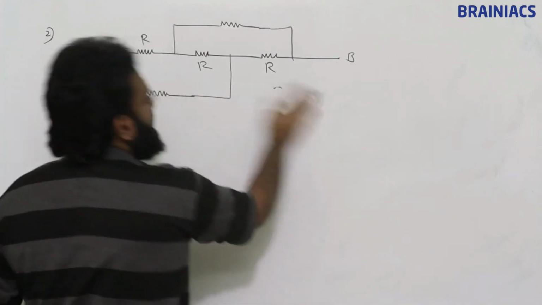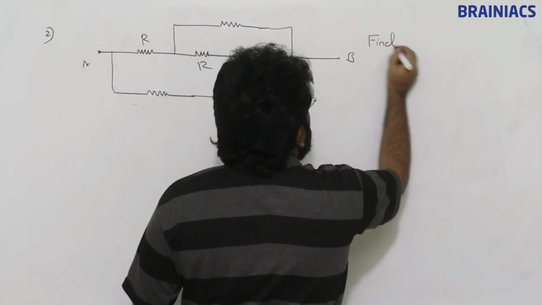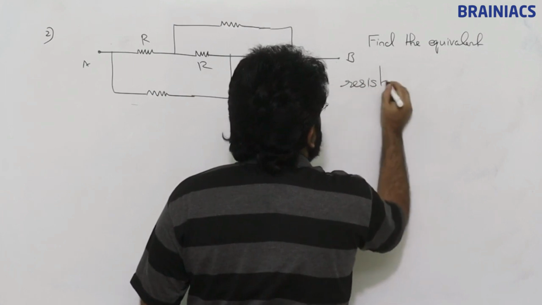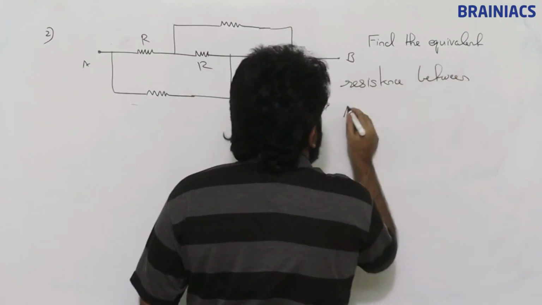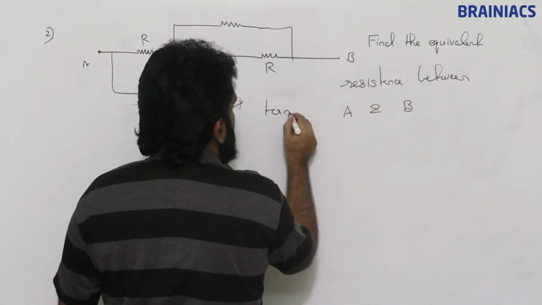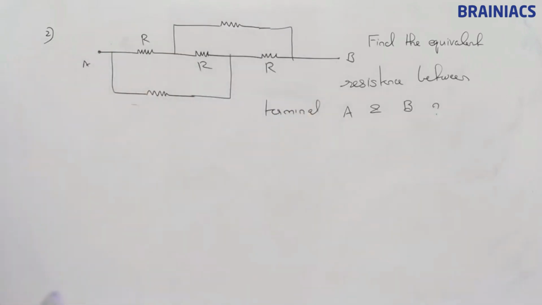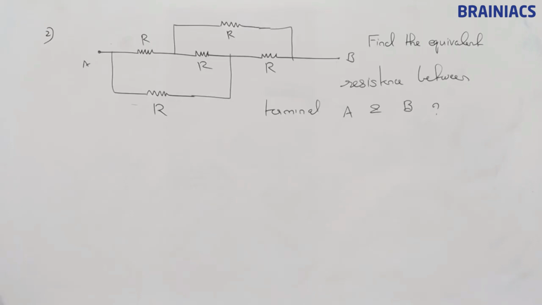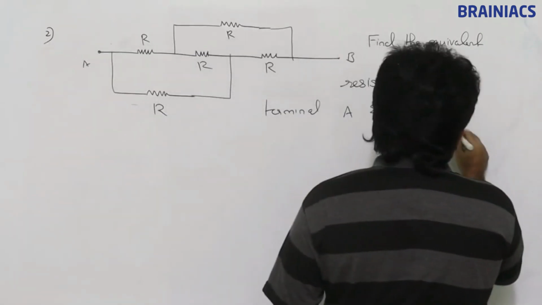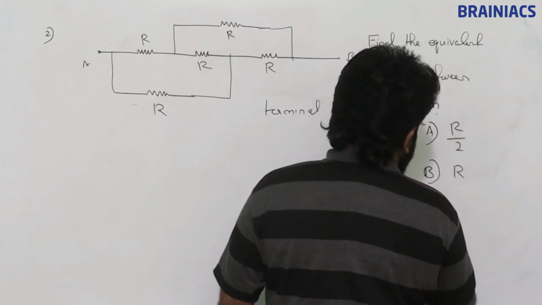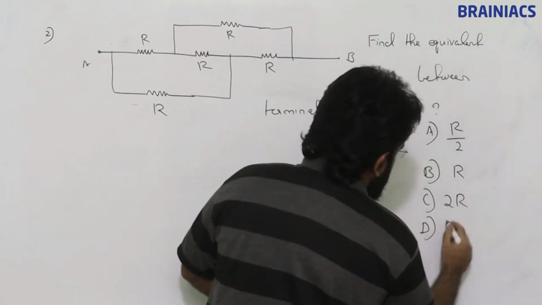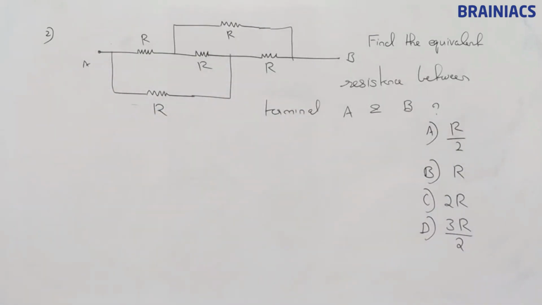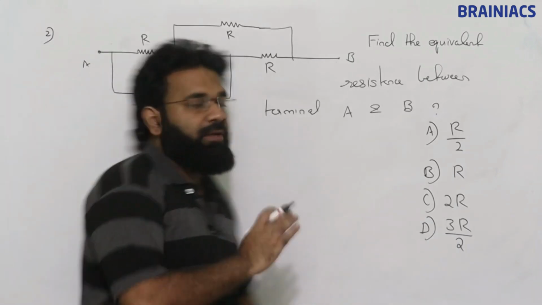That is, find the equivalent resistance between terminal A and B. Pause the screen and do it yourself. All the resistances are R. Options: R by 2, R, 2R, 3R by 2. Okay, done. So verify the answer here.